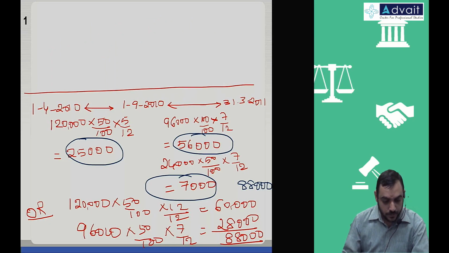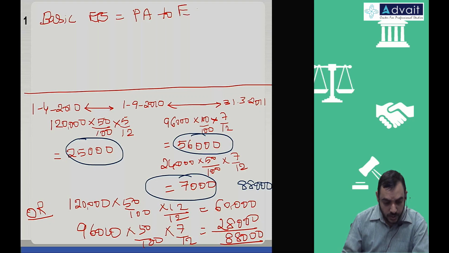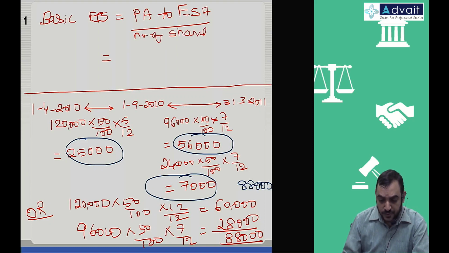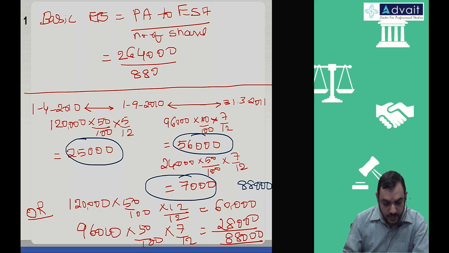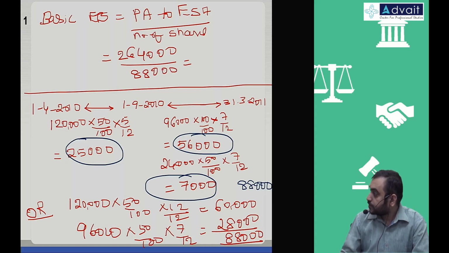Okay, so this is about the number of shares. What is the formula for basic EPS? Profit attributable or available to equity shareholders divided by the number of shares. What is the profit attributable? 2,64,000, and that is after dividends and after dividend distribution tax, so no need to further adjust anything. 2,64,000 divided by the number of shares, 88,000. That is rupees 3 per share.